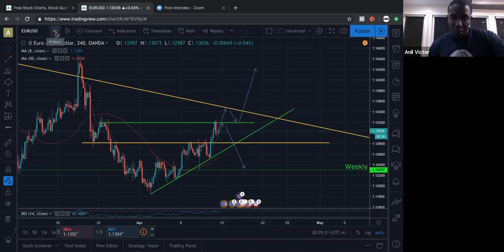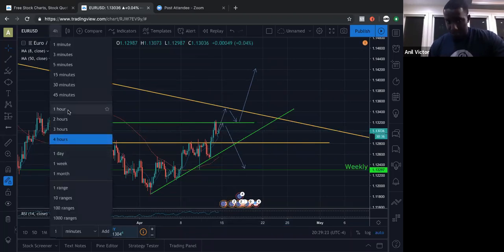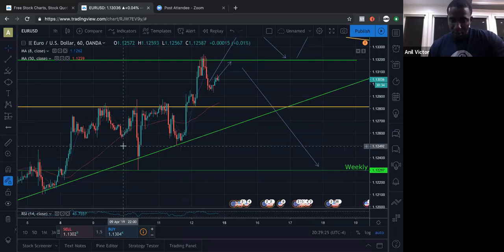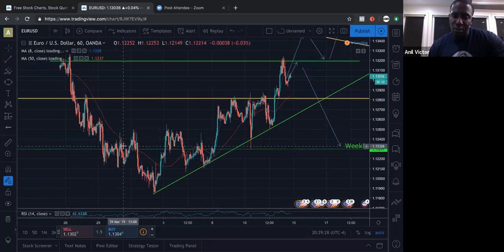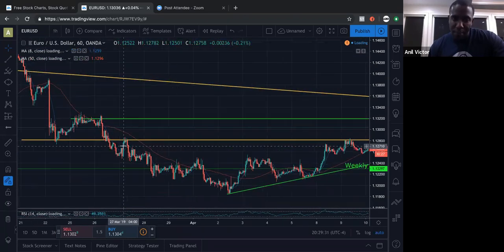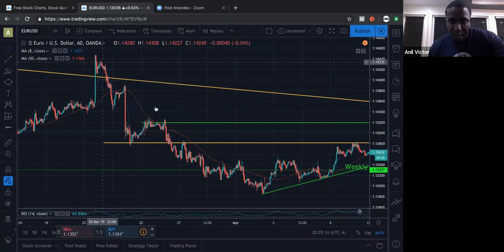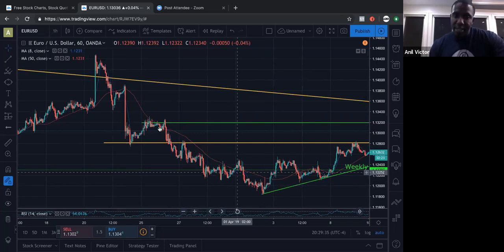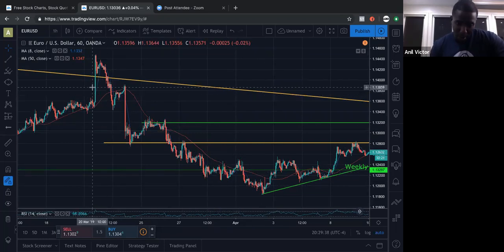So now what we want to do is look at the 1 hour just to see what price is actually doing. Now that we're looking at the 1 hour, we get a better image of what's happening. From here to here, we had a downtrend, right? This was from the 20th of March to April 2nd. It's just been downtrending.